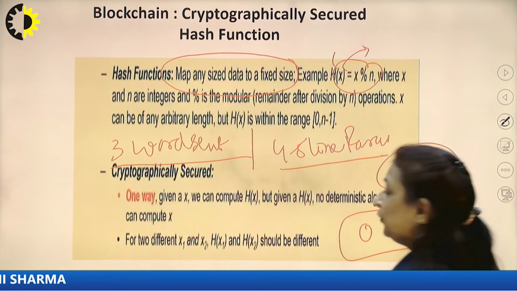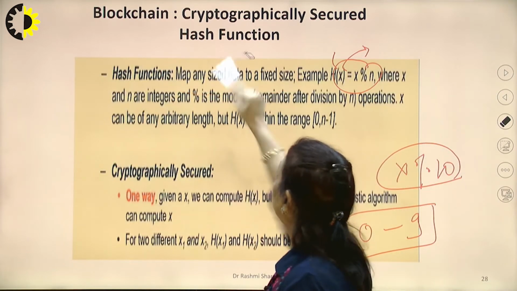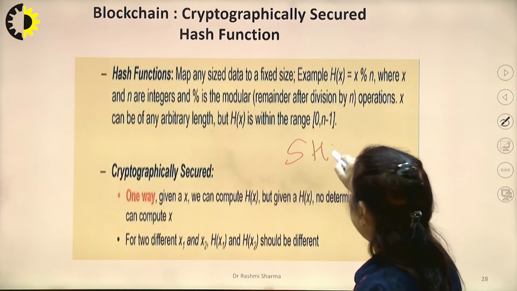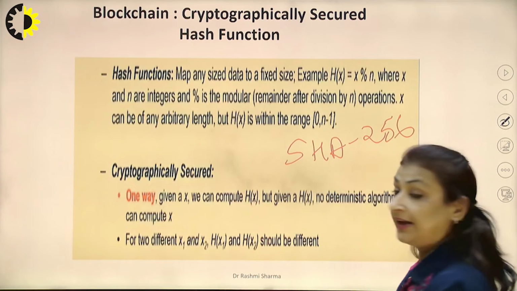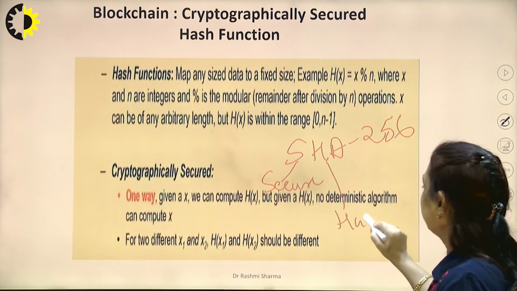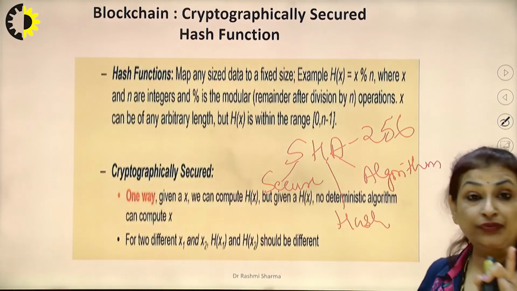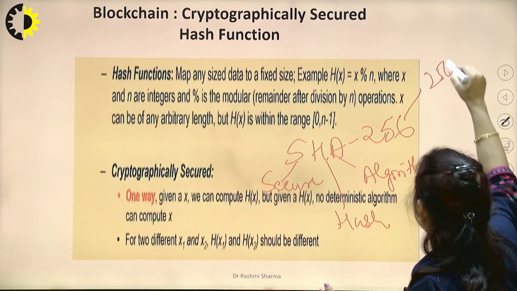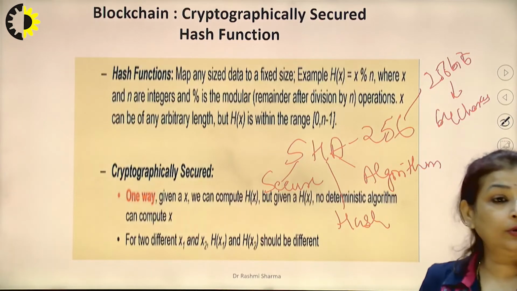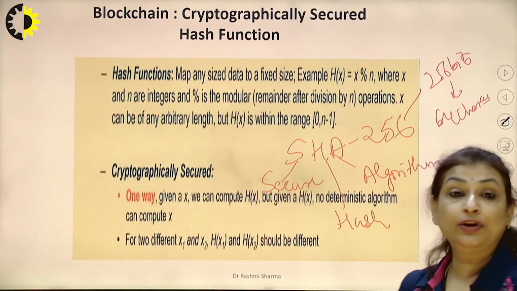Obviously, whenever we are using it for our blockchain, we use the hash function SHA-256. SHA stands for Secure Hash Algorithm. 256 is 256 bits, or I can have 64 characters in that particular hash key. Obviously, when the value differs, the hash value also differs.